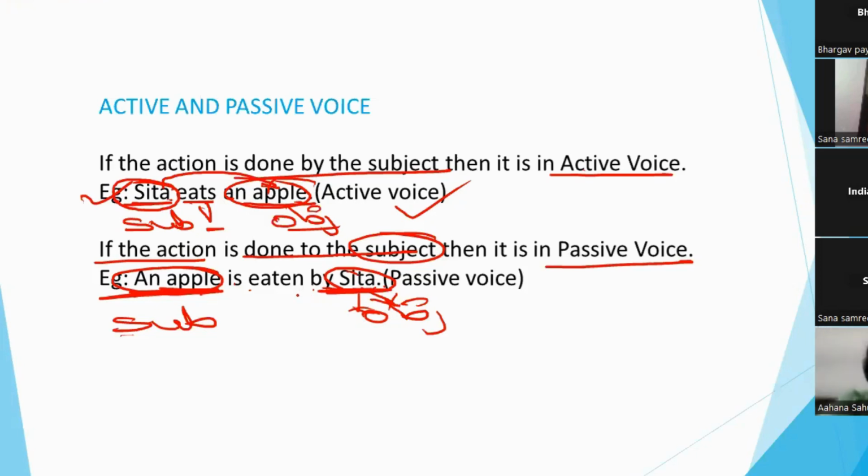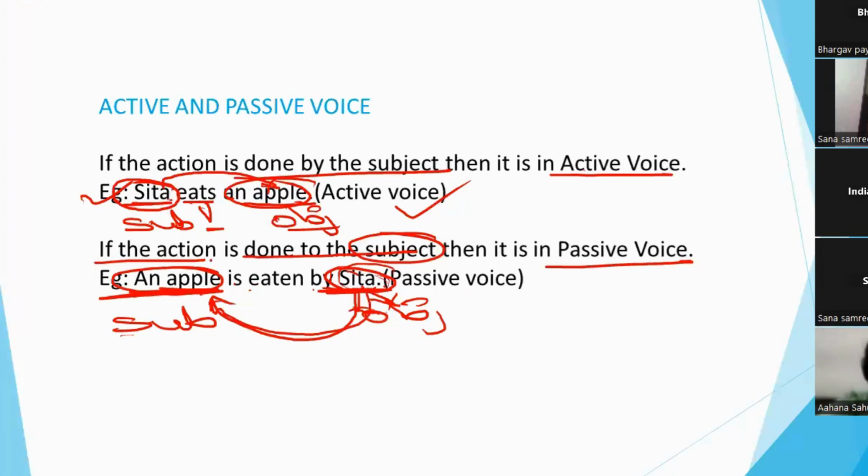Can anybody tell me whether the subject is doing the action here or receiving the action? Receiving the action. Yes, very good. So here our subject apple is receiving the action done by the object Sita. Sita is doing the action here, but this Sita is the object in this sentence. And our subject apple is receiving the action from the object Sita.